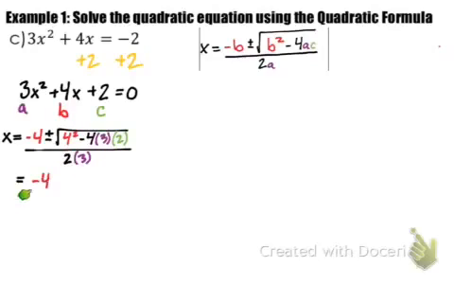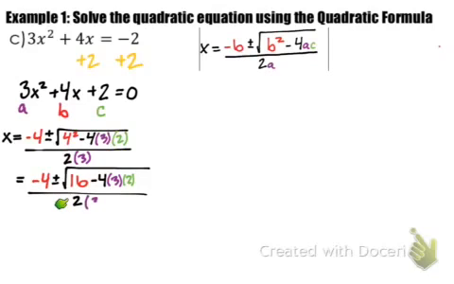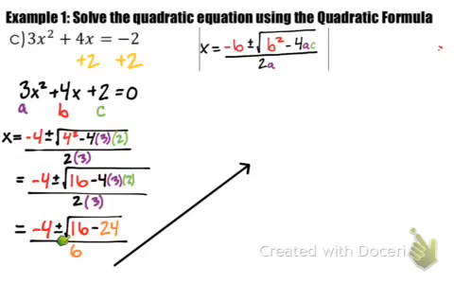So we have x equals negative 4, or opposite 4, which is negative 4, plus or minus the square root of 16 minus 4 times 3 times 2 all over 2 times 3. So x equals negative 4 plus or minus the square root of 16 minus 24 all over 6. Keep on going. x equals negative 4 plus or minus the square root of negative 8 divided by 6.